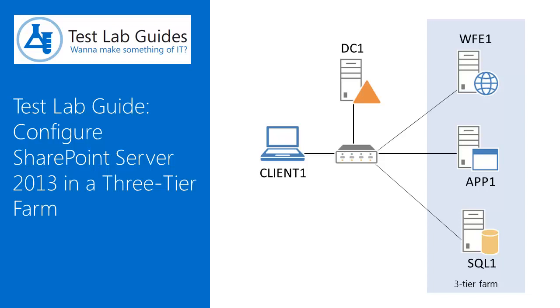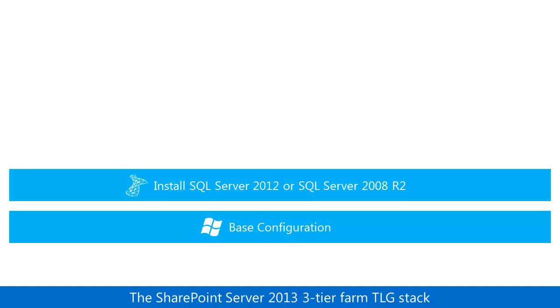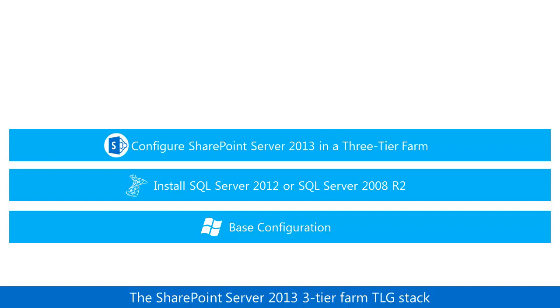Let's step through the test lab guide for configuring SharePoint Server 2013 in a three-tier farm. The SharePoint 2013 three-tier farm stack consists of the Base Configuration Test Lab Guide, or TLG, the SQL Server 2012 or 2008 R2 TLG, which installs SQL Server on a separate computer named SQL1. Note that if you're going to build on the SharePoint Server 2013 Business Intelligence TLG stack, you must use SQL Server 2012. And lastly, the three-tier farm TLG, which creates the web, application, and database tiers of a SharePoint farm.